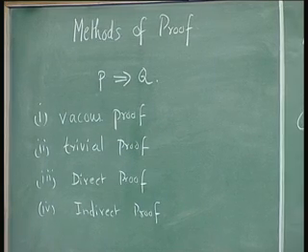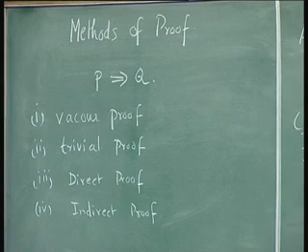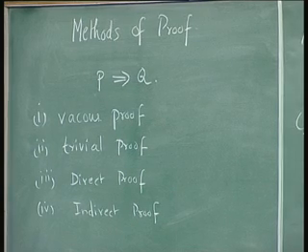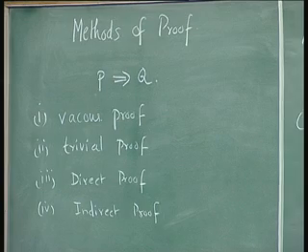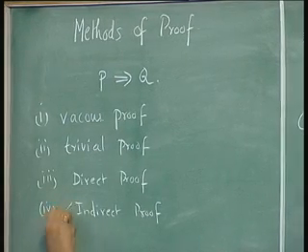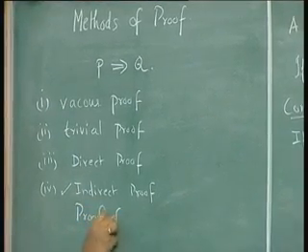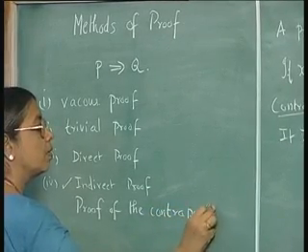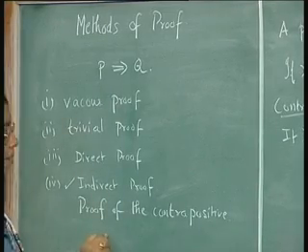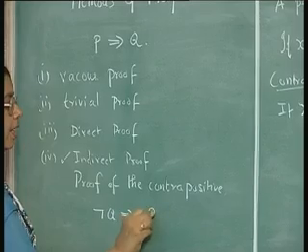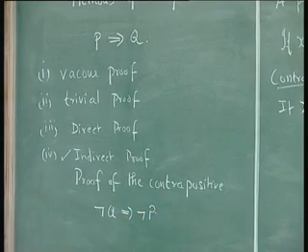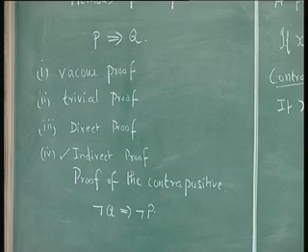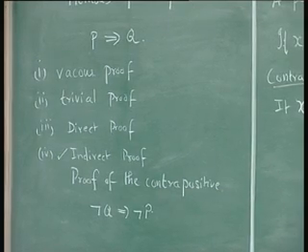Then you can assume that P is true and prove that Q is true. That is called direct proof. We saw an example of a direct proof. The last one is indirect proof or proof of the contrapositive. We know that the contrapositive of P implies Q is not Q implies not P. So, instead of assuming P and then trying to prove Q, you can assume not Q and try to prove not P. Such a proof is called an indirect proof. We shall see an example of indirect proof now.